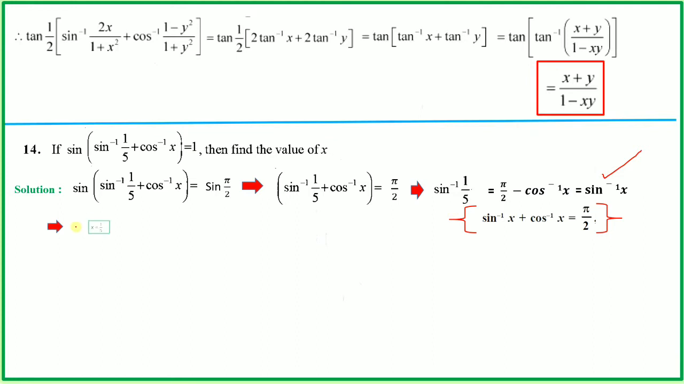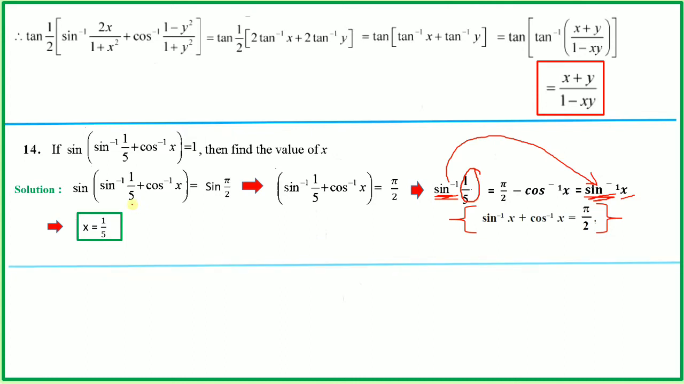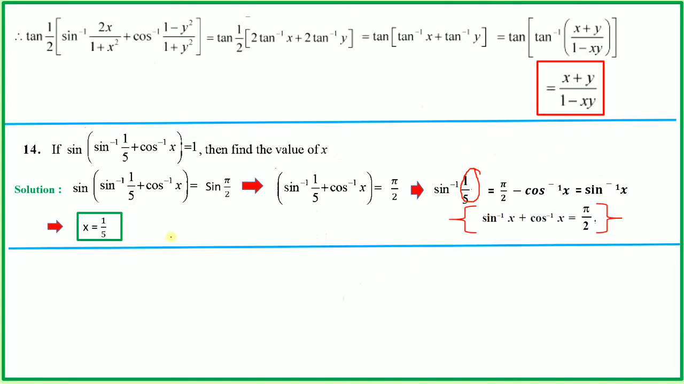Implies x is equal to, now what is this, 90 minus cos inverse x is equal to sine inverse x, and this implies x is equal to, because of this, taking sine both sides, this sine inverse and this sine inverse will be removed. So x is equal to this 1 upon 5. So x is equal to 1 upon 5. 1 upon 5 is the value of x that was asked in the question.